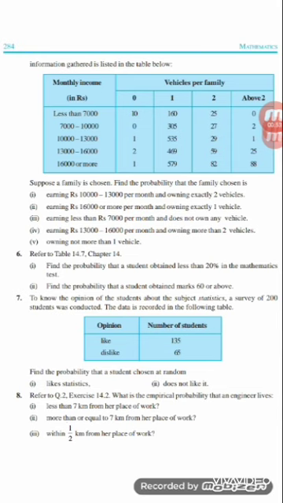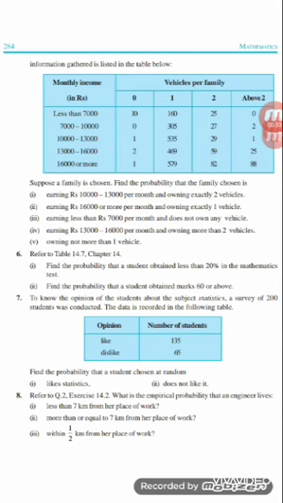Here, marks and number of students are given. Marks are given in classes 0 to 20, 20 to 30, 30 to 40, 40 to 50, 50 to 60, 60 to 70 and 70 above. And the number of students is given. Here, the total number of students is 90. From this table, we can write the answer easily. So, we write the answer.